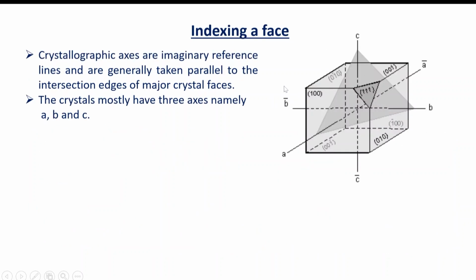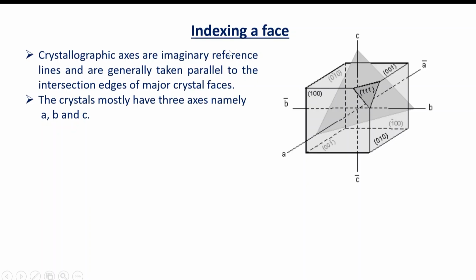And also based on the same concept, the indexing of any face can be done. So a face that is cutting only the A axis, for example, will have Miller indices of 1, 0, 0. Why? Because it is cutting the B axis at infinity, it is also cutting the C axis at infinity. So if I take the reciprocal, it will be 1 by infinity, which will also come back to 0.